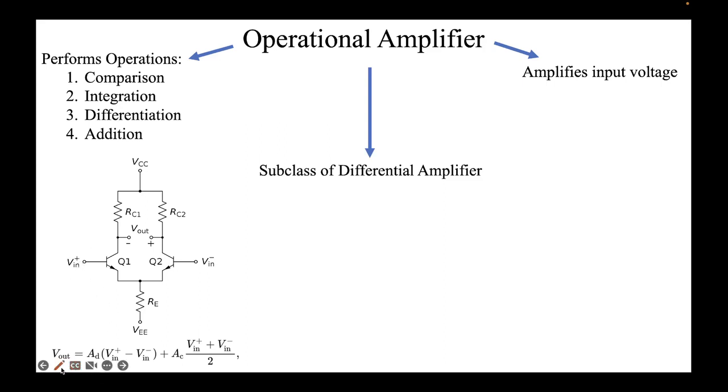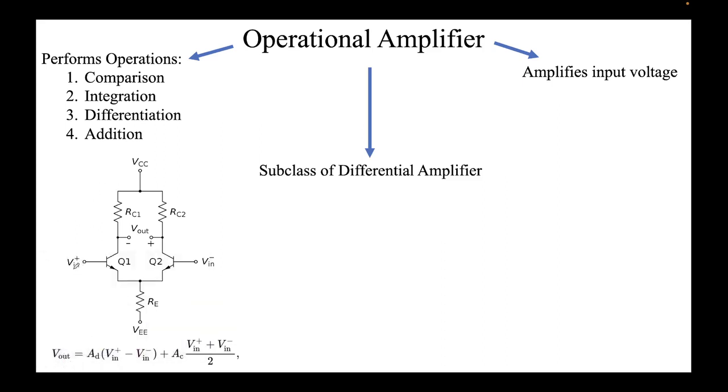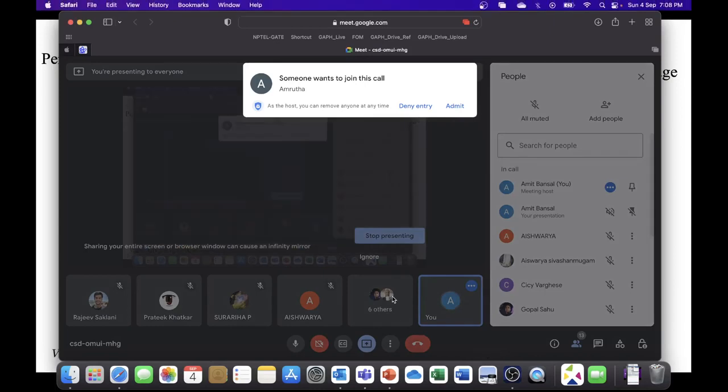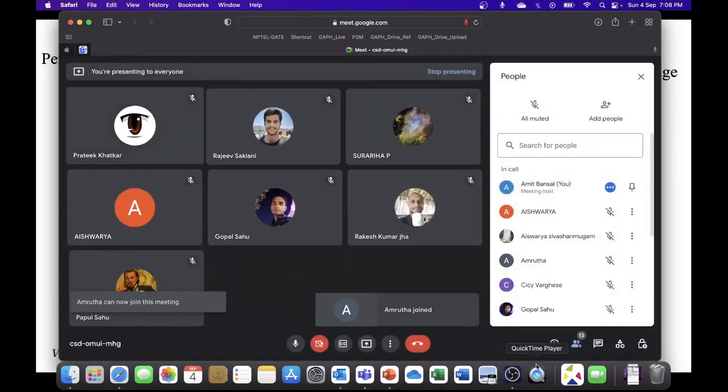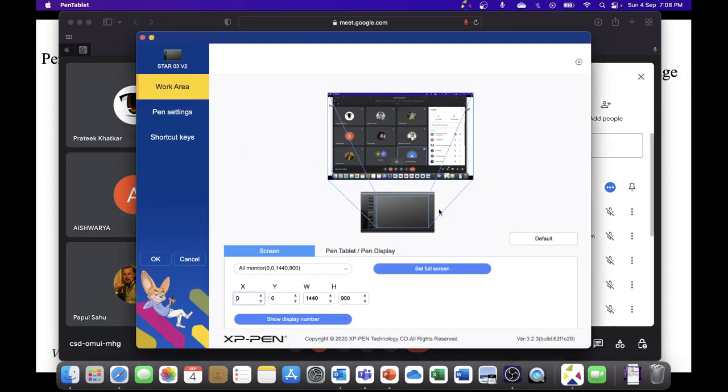Hold on a second, my pen is not working. Excuse me, my pen has stopped working, so excuse me for a minute, sorry. I'll again share my slides. There is some problem with the software, I need to fix it.